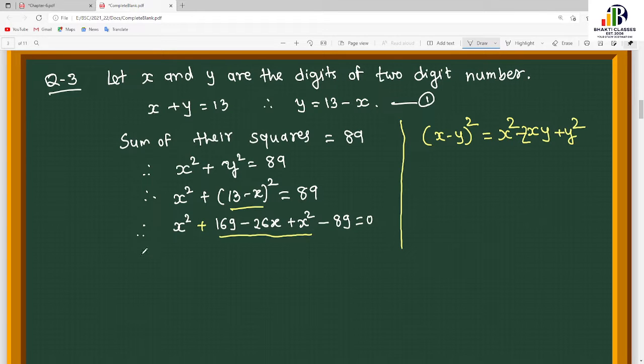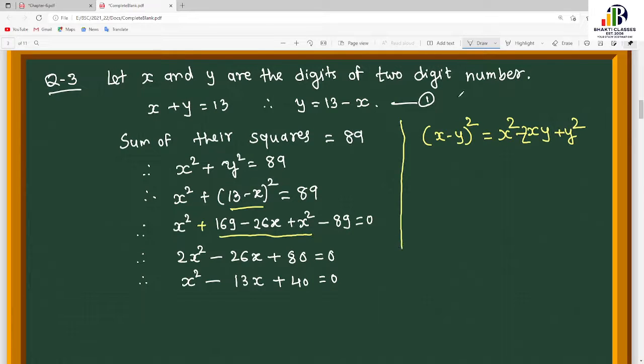x square plus x square is equal to 2x square minus 26x. Then plus 169, and from that we subtract 89, so we will have 80 over here. Taking 2 common, we will have x square minus 13x plus 40 is equal to 0.